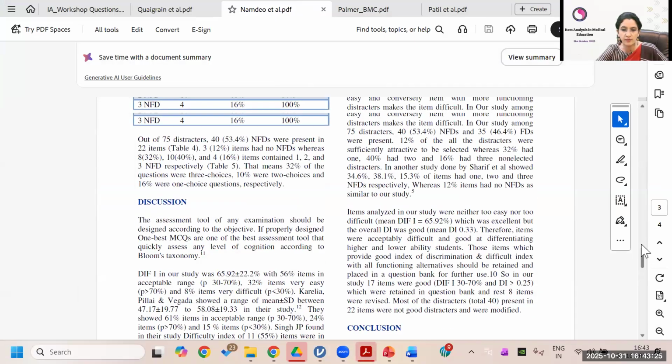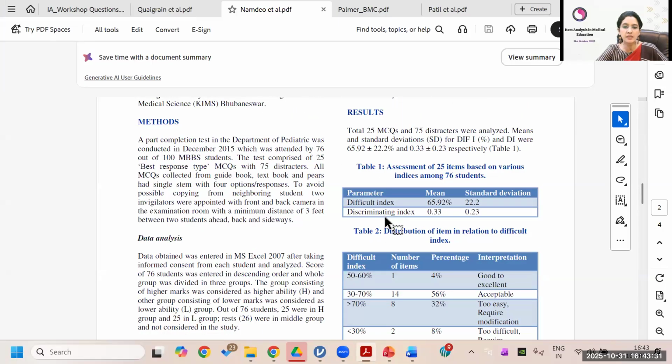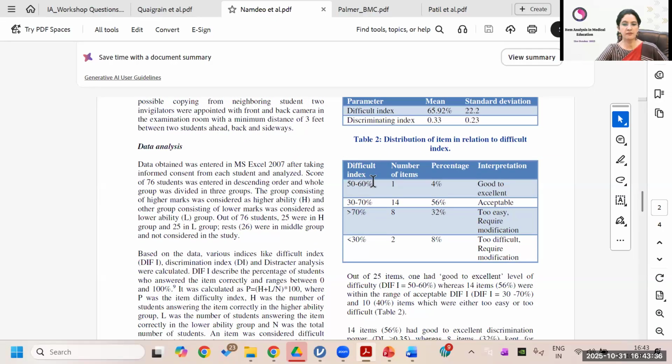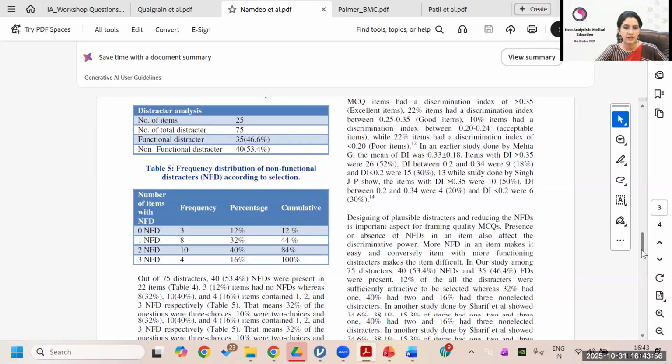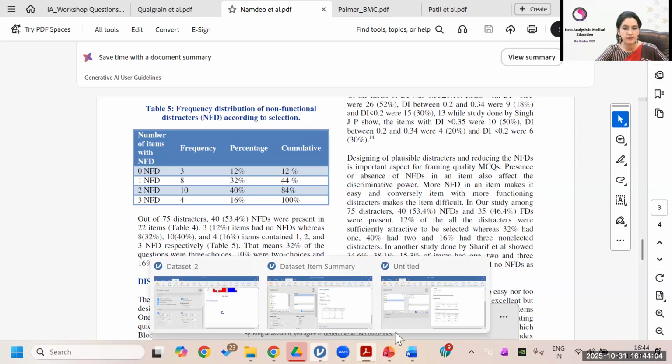Coming to another article, this is the article by Namdev, you can see. There also they have given, in Table 1, the difficulty and discrimination index, the mean. Then in the next table, they have again classified the difficulty index: 50 to 60, 30 to 70, more than 70, and less than 30. And then if you go here, they have classified the discrimination based on more than 0.35, 0.34 to 0.25, 0.25 to 0, and so on. Again the same thing: 0 NFD, 1 NFD, 2 NFD, and 3 NFD, with frequency and percentage. So this is how you can show it.